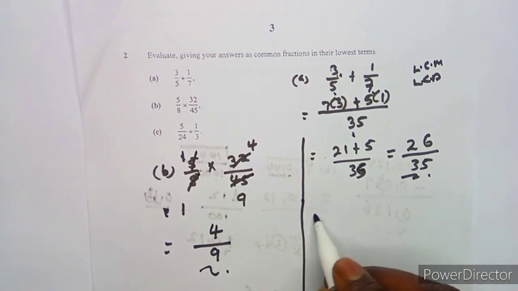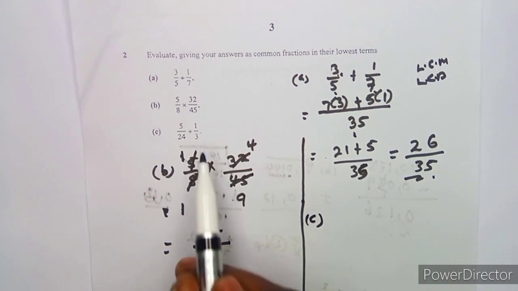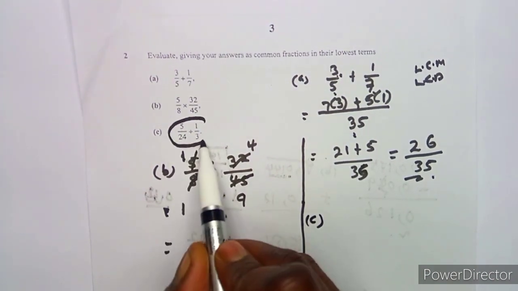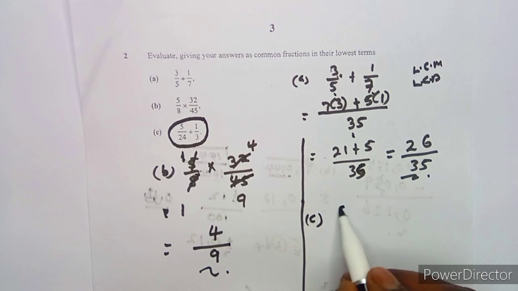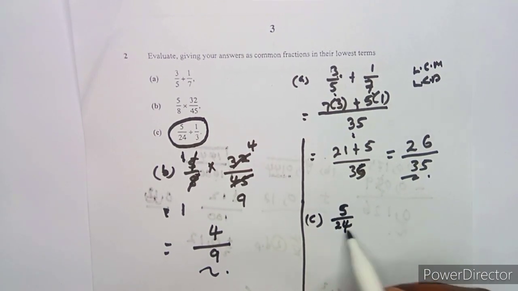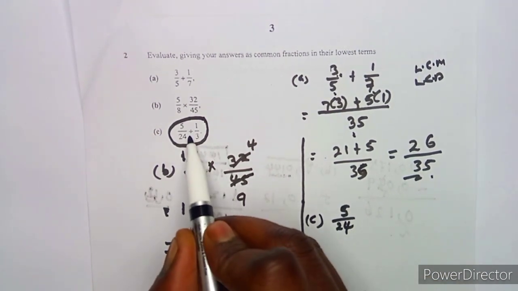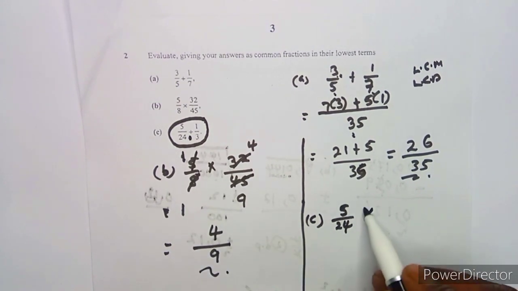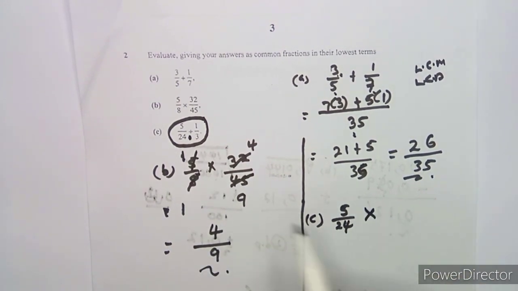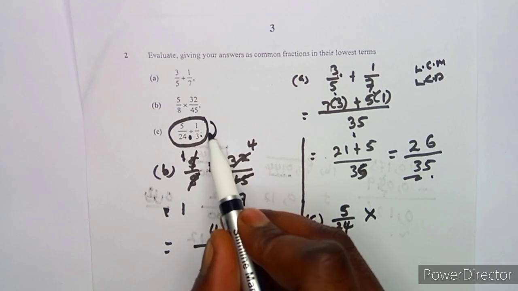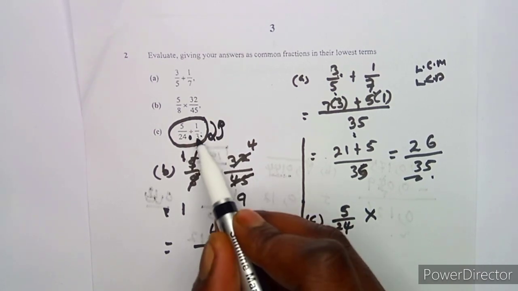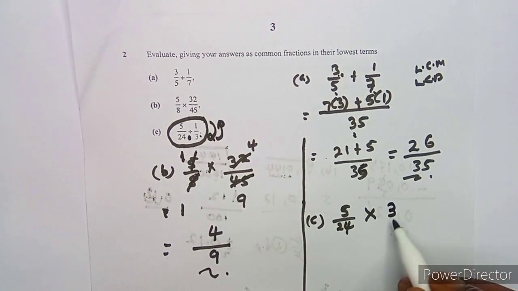What about the C part? The C part, these two, they are dividing. Take note, 5/24 is being divided. So what are you going to do? Introduce multiplication. The moment you introduce multiplication, what happens? You invert the second fraction, which means you are going to interchange. It is going to be 3/1 now.